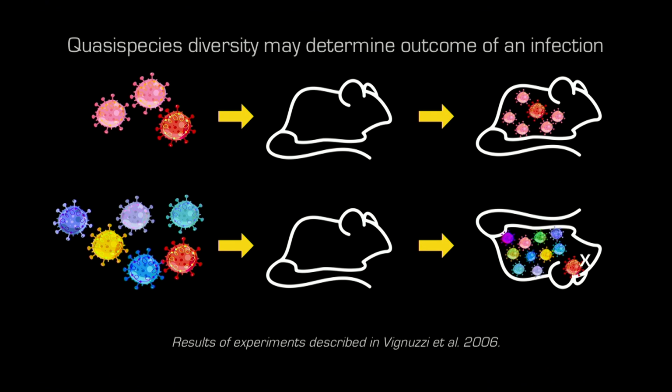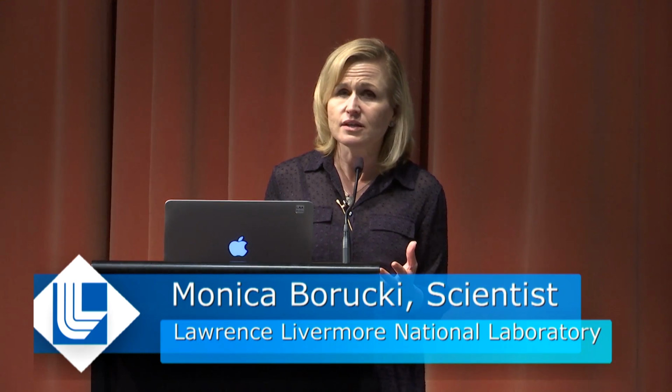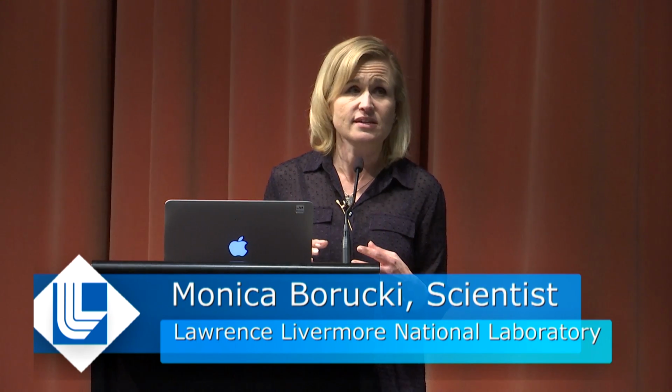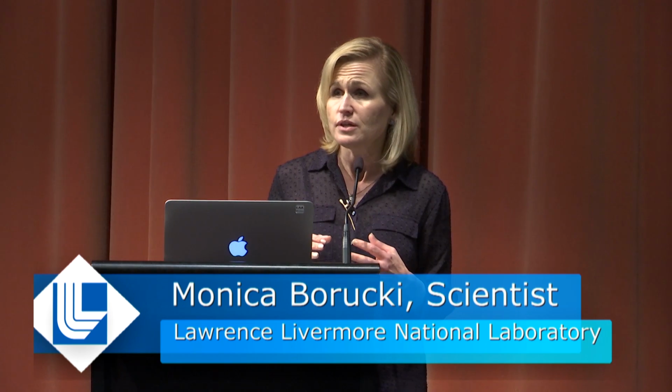However, if they put the diverse population in with that really virulent or pathogenic virus, then that enabled the virus to make it to the brain and to kill the mouse. So this is telling us that the quasi-species diversity is essential in some cases to the outcome of the disease, and we should understand the evolution process involving the quasi-species to really get an idea of what's happening when a disease occurs.